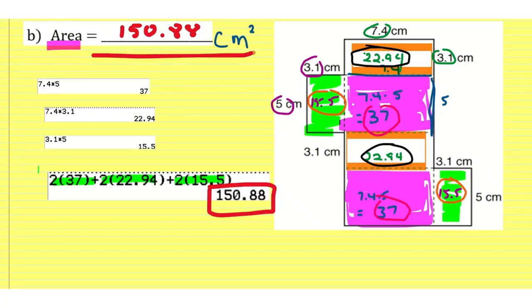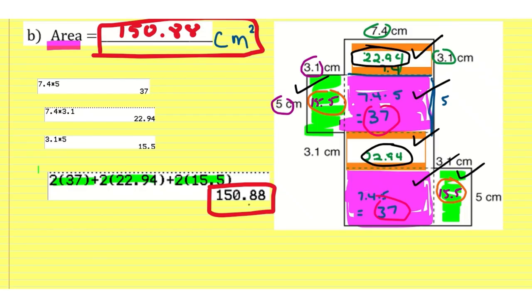Okay, now there are different ways to go about this, and they're all acceptable as long as you don't leave anything out and you come up with 150.88. So this is not the only way to do this. I just chose to look for these two big rectangles first, and then I found these two matching rectangles, and then these final two rectangles, and then I added them all up for the grand total. But this is one way of going about finding the area of this figure.